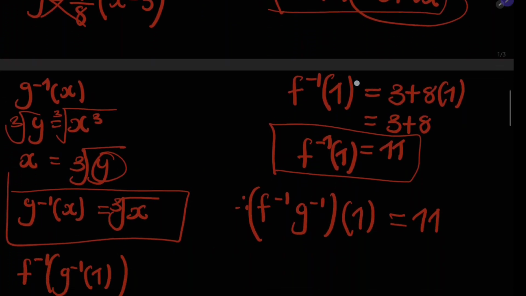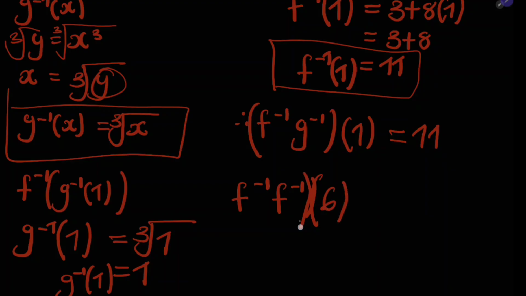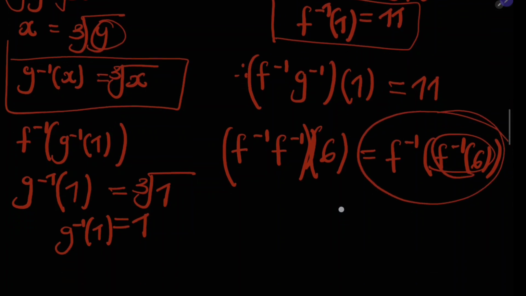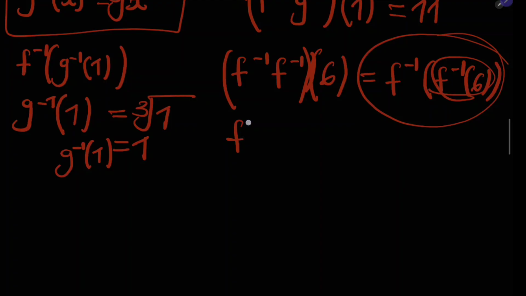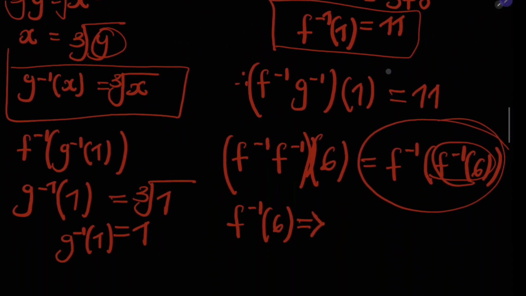So we already know what our f inverse is. Remember, I said to simplify this, to take f inverse first and then f inverse of 6. So we do this first and then we substitute everything. So now let's have our f inverse of 6. What is our f inverse? Our f inverse of x is 3 plus 8x.